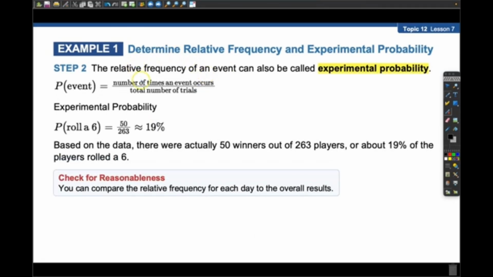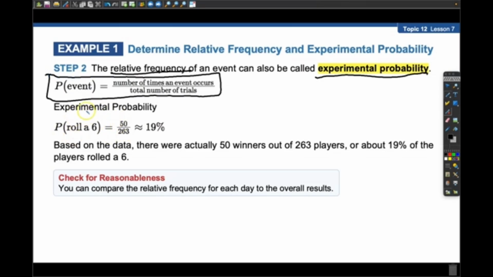Step 2, the relative frequency of an event can also be called experimental probability. So, relative frequency is also known as experimental probability. Same situation that we had for theoretical probability. The probability of an event happening. Okay? Number of times an event occurs over total number of trials. Write this down for experimental probability, please.